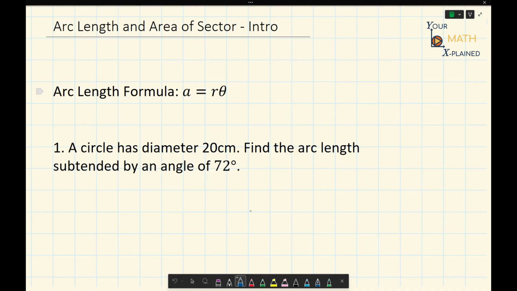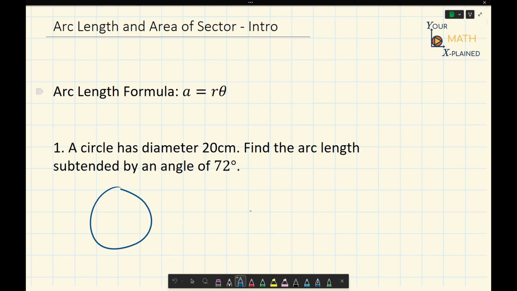A circle has a diameter of 20 centimeters. Find the arc length subtended by an angle of 72 degrees. Subtended is really just a fancy way of saying the angle in between the two radii. So let's go ahead and draw a diagram first.